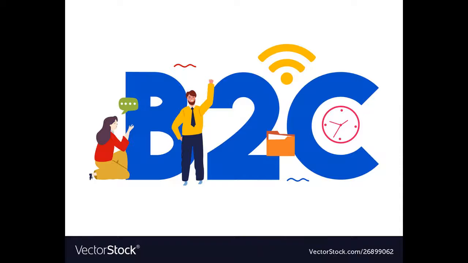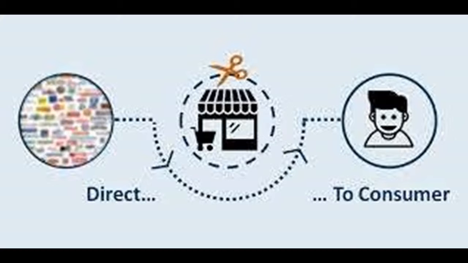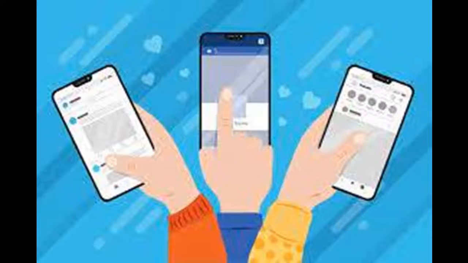Number 2. Business to consumer. Business to consumer, here the company will sell their goods and or services directly to the consumer. The consumer can browse their website and look at products, pictures, and read reviews.